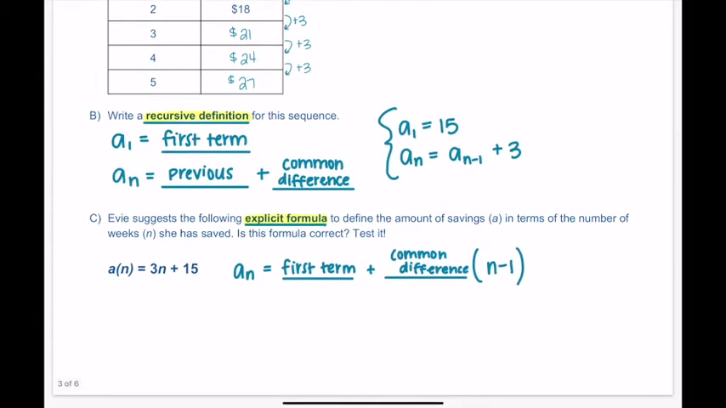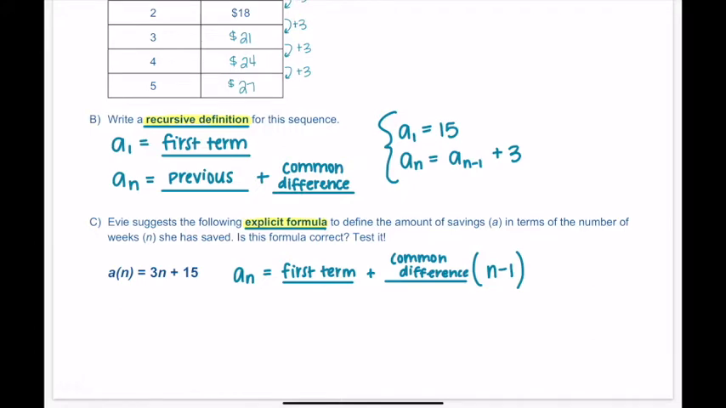In part C, it says Evie suggests the following explicit formula, which is more like a function, to define the amount of savings, which is A, in terms of the number of weeks n that she has saved. Is this formula correct? Let's test it. A recursive formula tells you the first value and then how to get the next value based on the one before it, and then you add the common difference. An explicit formula tells you the first term as well. It tells you the common difference, and then we'll deal with this part later, the times n minus 1.